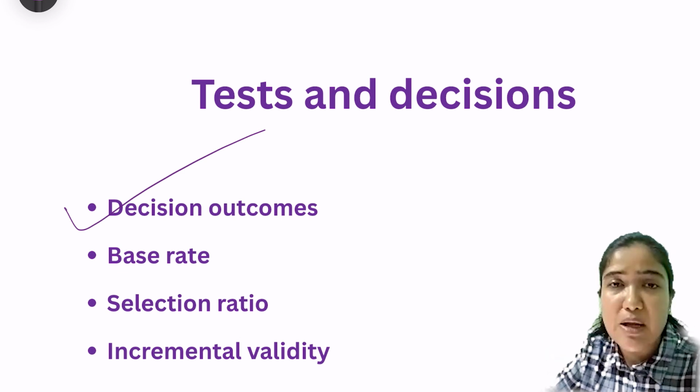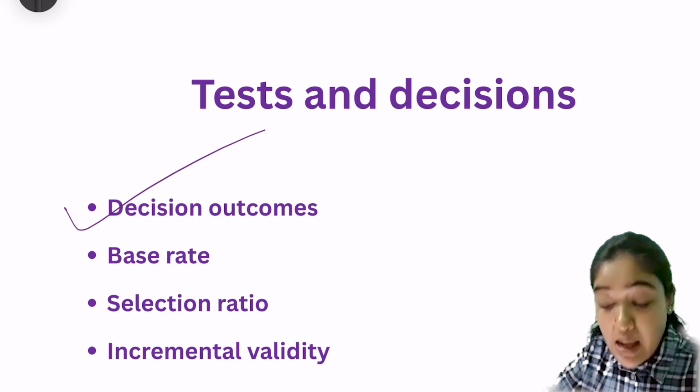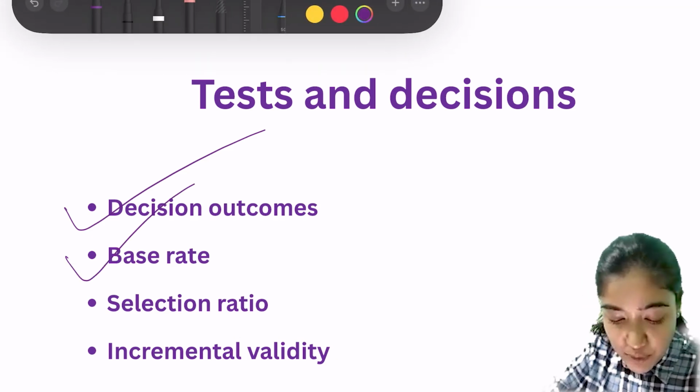Let me give you an example. In job screening for pilots, a true positive is selecting the right candidate with high aptitude who performs well. A false positive would be selecting a candidate with low aptitude who might fail the training or even might cause greater harm. Next, we have base rate.